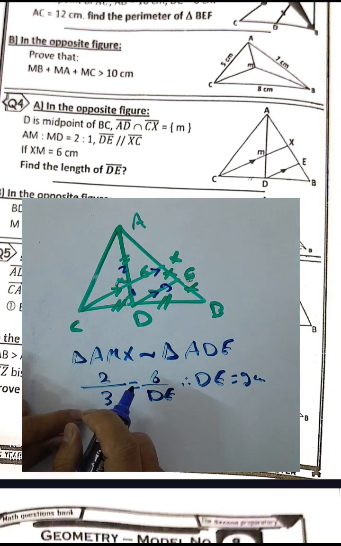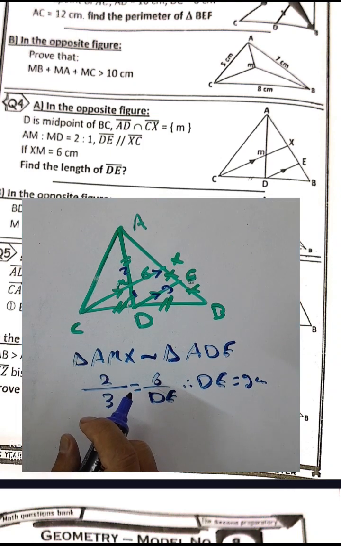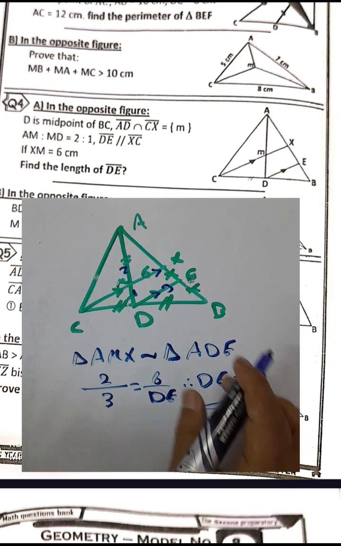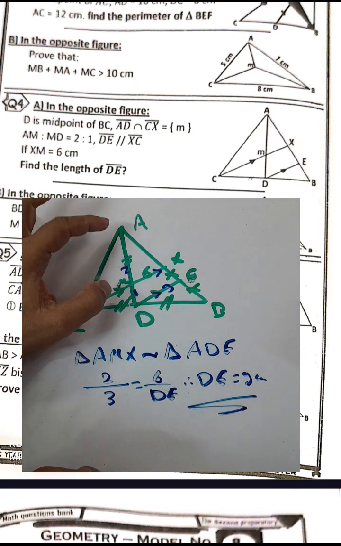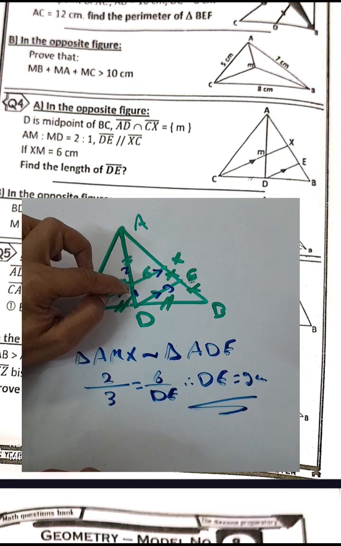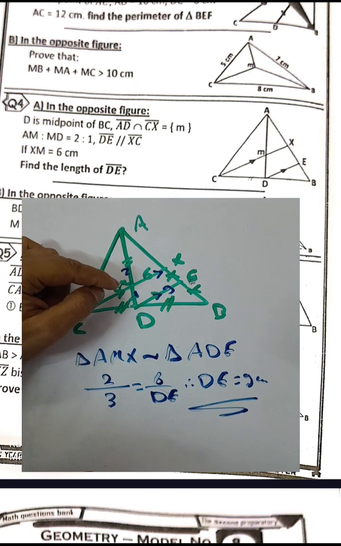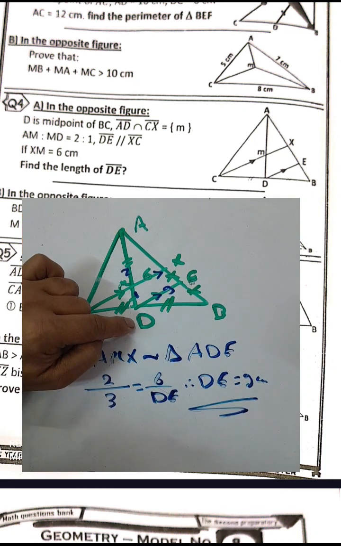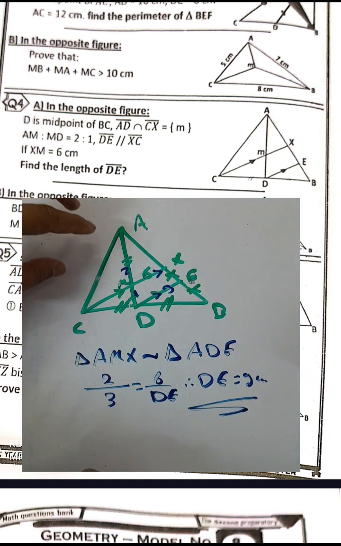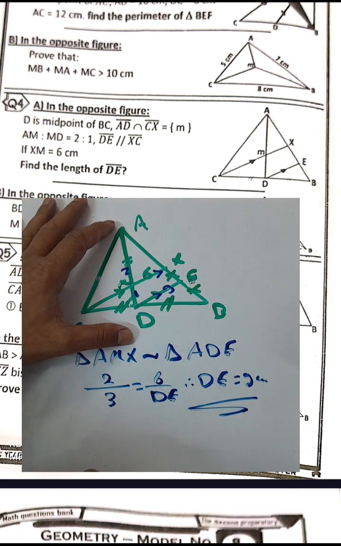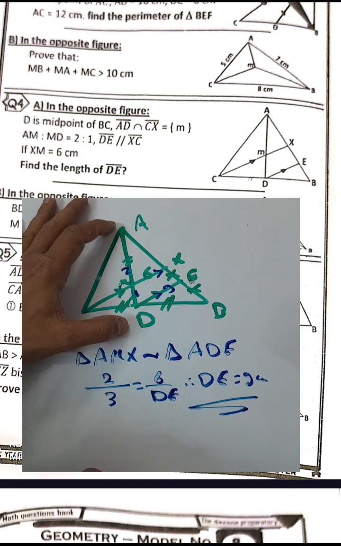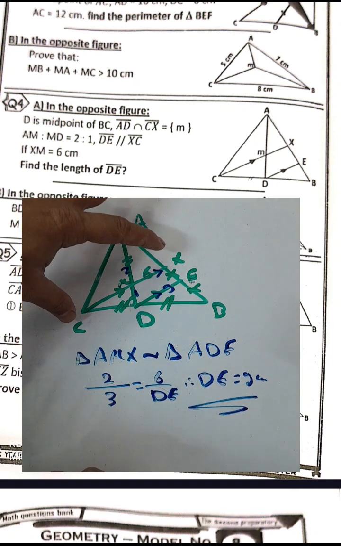This part will be 9 centimeters. He wants to find the length of DE. Okay, finished. DE will be 9 centimeters. Again, we have this point of intersection between what? D is the midpoint, then E is the median, and the intersection between DE and CX equals M.